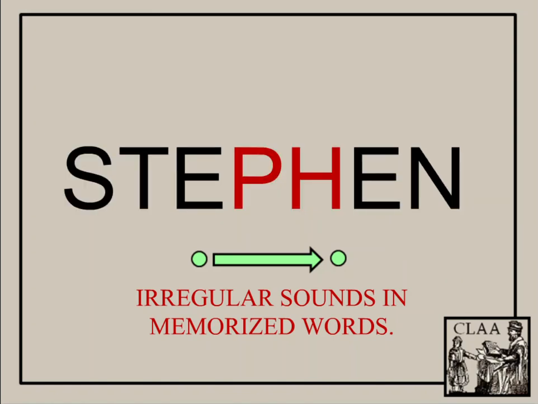In this word, we again see the English letter H in a digraph. Here we have the digraph PH. We just learned in the word Philip that the digraph PH is aspirated. In this word, we're going to read the digraph PH with our voice. The sound will be V. Let's read this word together. Stephen, Stephen.